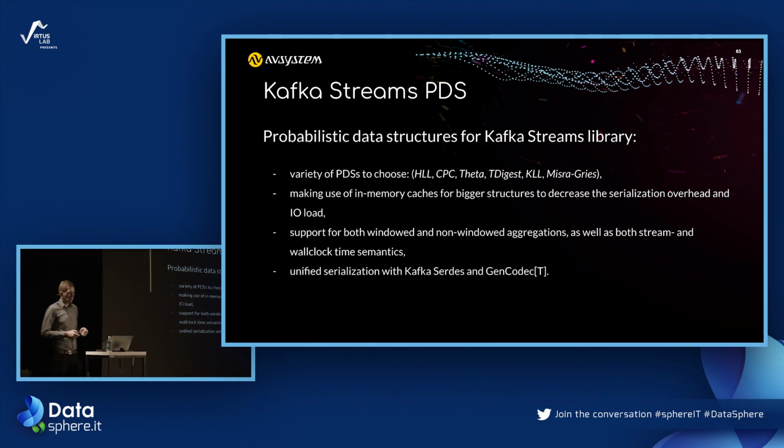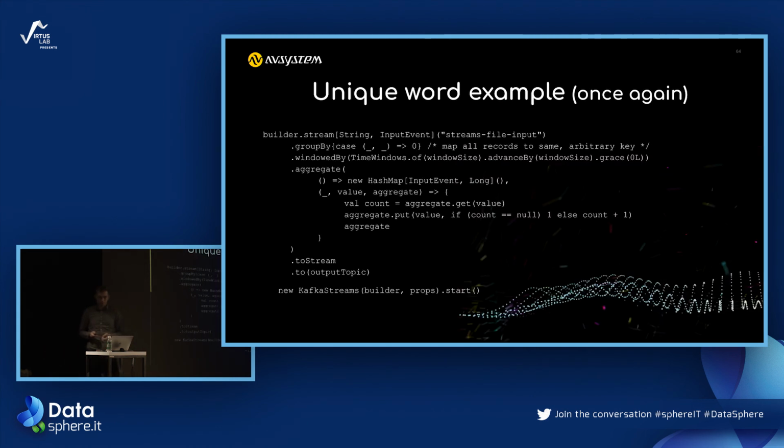So we support both windowed and non-windowed aggregations, as well as both stream and wall clock time semantics. The last part wasn't actually described by me here, but you can find this information in Kafka Streams documentation. There's not much time to describe it now. And as well, we've made a step to make serialization much easier using Kafka threads and our library GenCodec.